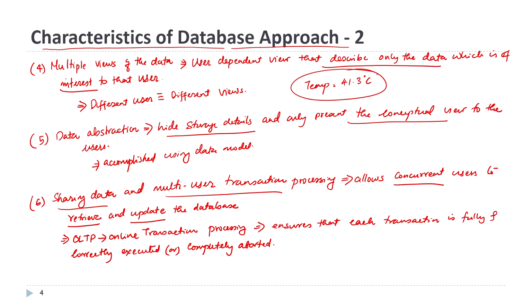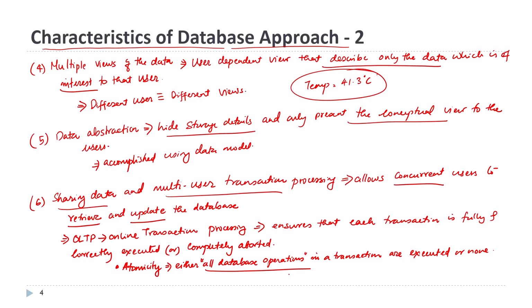So, there are two parts to this. One is called atomicity, which implies either all database operations in a transaction are executed or none. So, atomicity implies all database operations in a transaction are executed, otherwise none of them are executed. Second is isolation.